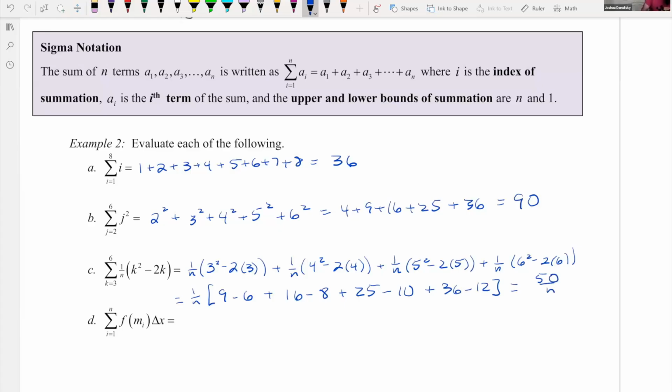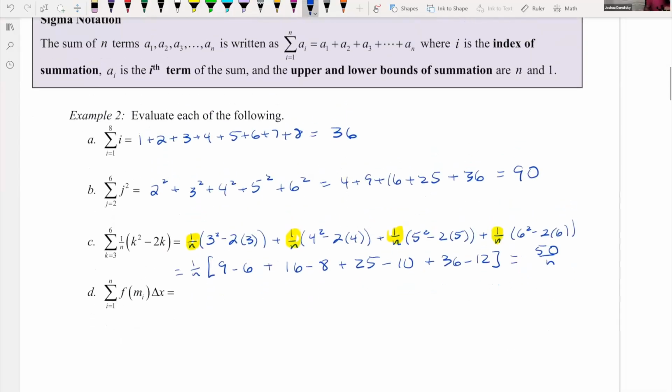But I want you to notice that we factored out that 1 over n, right? And so one thing we can do with summation notation is we could have factored out the 1 over n way over here and put it on the outside. Because it doesn't have any k's involved with it, we're allowed to do that. And I'll show you that in future examples.